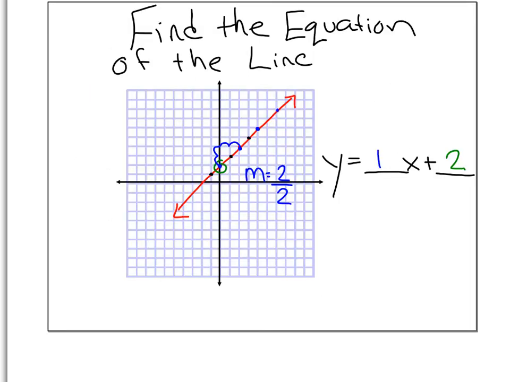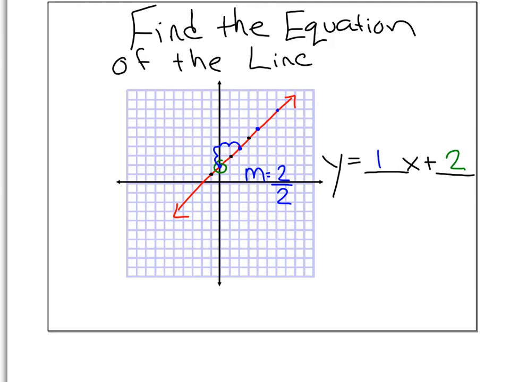The next thing you need to be able to do for your test is find the equation of the line from a given graph. So if you find yourself at this point on the test, look at the graph, find good points on the graph where it's intersecting on the grid's corners, and count up and count over between points.